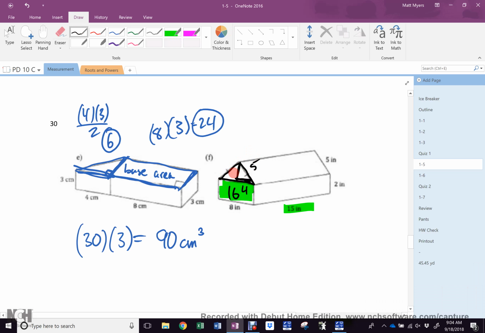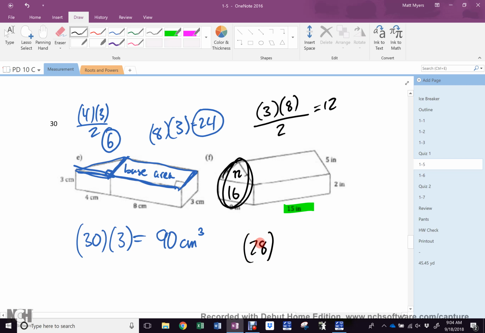4. So the height here is 3, yes? So that triangle is 3 by 8 divided by what? 2. 3 times 8 is 24, divided by 2 is 12. So this triangle is 12. What's the rectangle? 16. What does that equal? 28. That's the area of my base.